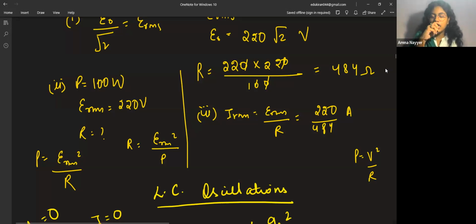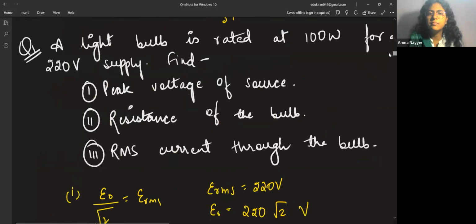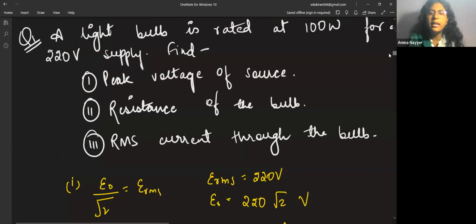And yes, the LC oscillations which you're seeing, we are not going to do. LC oscillations is not a part of your syllabus. That has been deleted. Now we just have to deal with AC transformers. Fine, write this question, then we'll start with AC transformers.